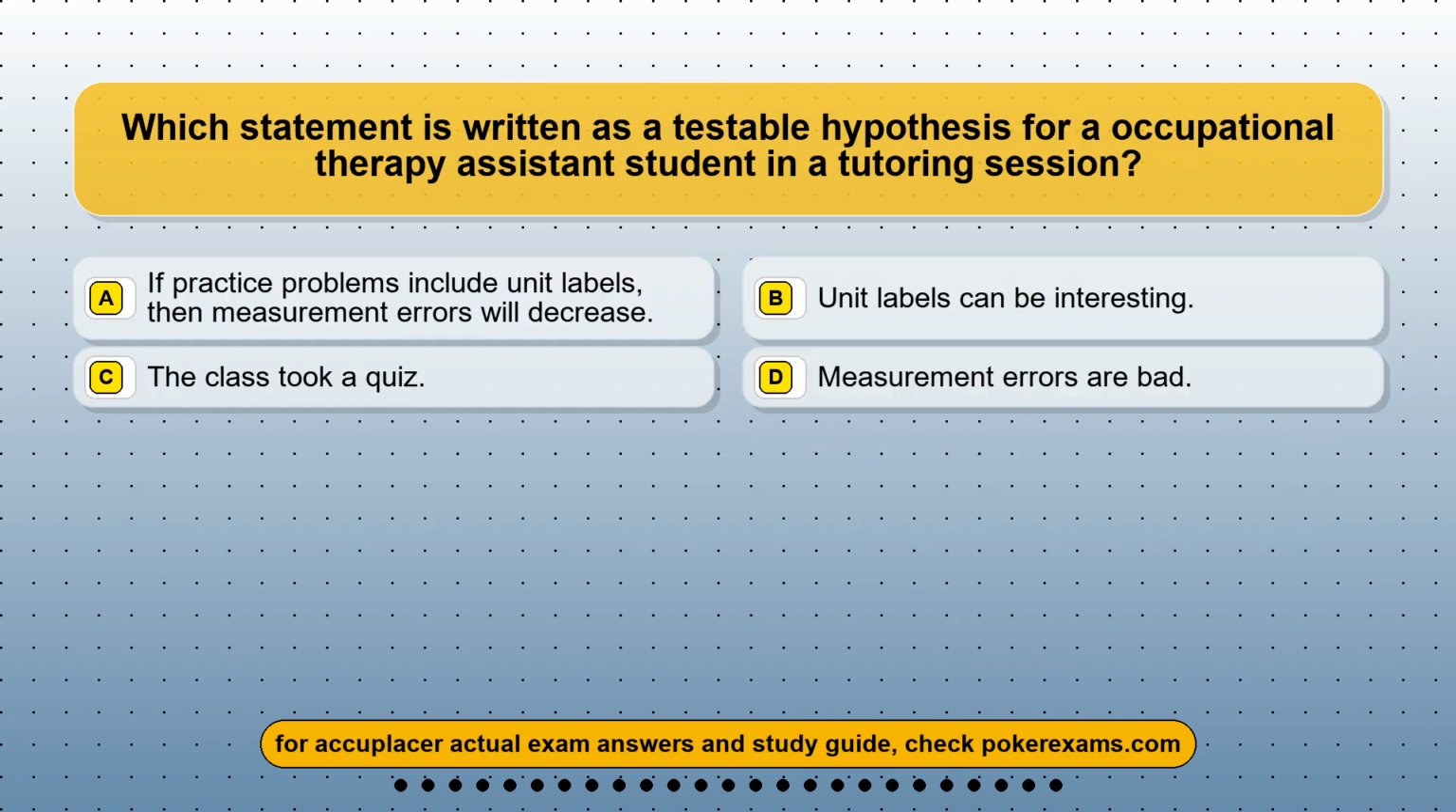Question 14. Which statement is written as a testable hypothesis for an occupational therapy assistant student in a tutoring session? Option A. If practice problems include unit labels, then measurement errors will decrease. Option B. Unit labels can be interesting. Option C. The class took a quiz. Option D. Measurement errors are bad.